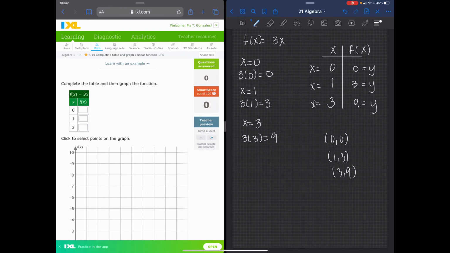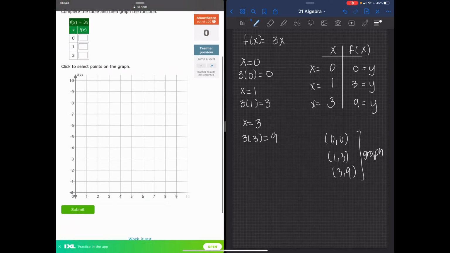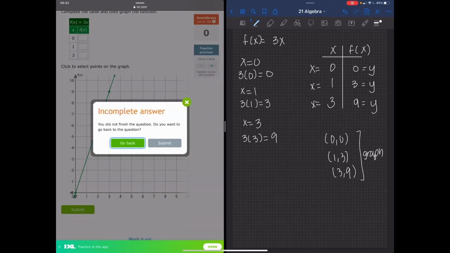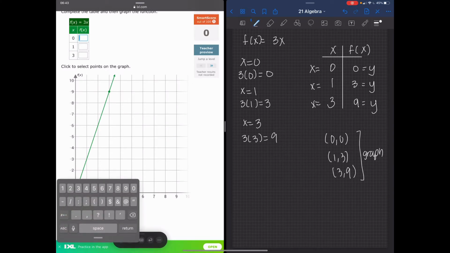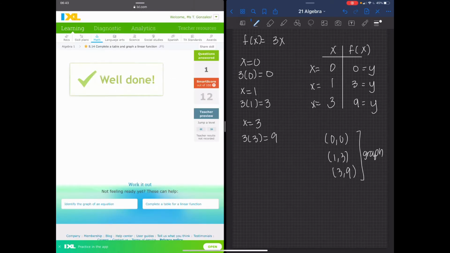And this is what I want to graph. Okay, so I have 0, 0, and then I have 1, 3, and then I make sure that I have a 3, 9. It's right there. Let me submit. Oops, we forgot to fill in the table. So that's going to be 0, 3, 9. Submit.